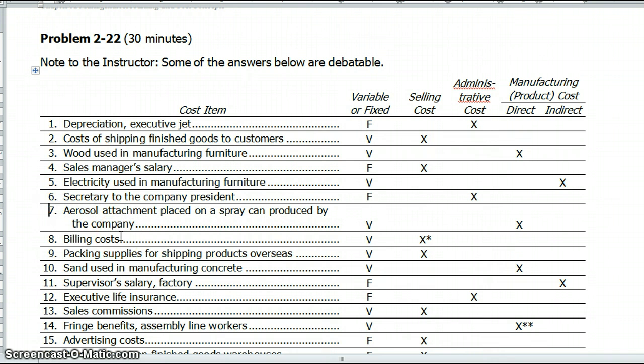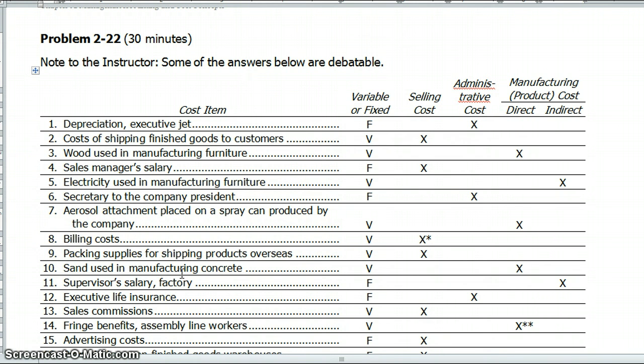Number seven, aerosol attachment placed on a spray can produced by the company, would be a direct manufacturing cost. Any part of the cost of that can would be a direct material, therefore a direct manufacturing cost. The more cans you manufacture, the higher the total cost, therefore it would be a variable cost.